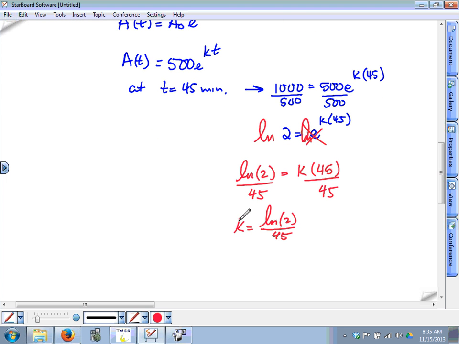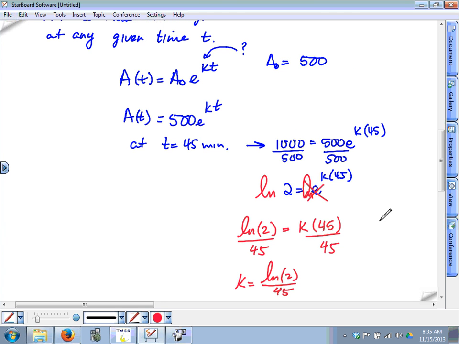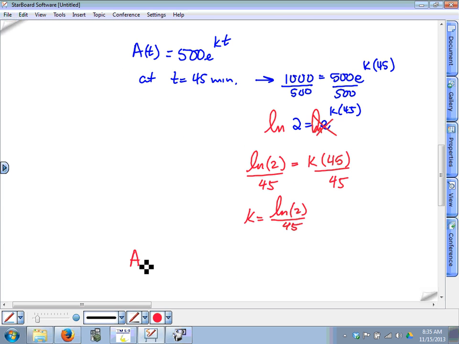The question didn't ask what's the relative growth factor. The question asked what is the model. The model's the equation. We were almost done at this step here. We just didn't know k. Now that we know k, we finish our model. The amount at any given time t is equal to the initial count of 500 times e to the natural log of 2 over 45 times t.